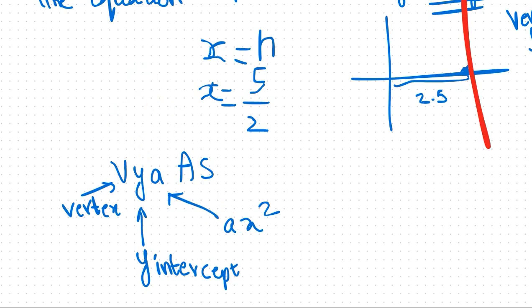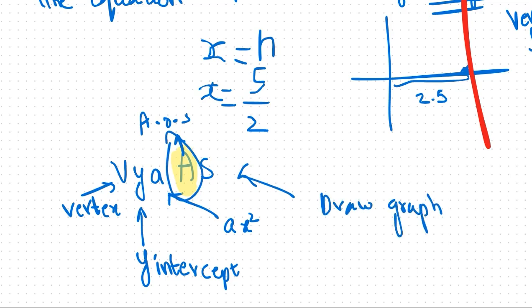Next, what about capital A? What is that called? Axis of symmetry. AOS, okay? Can you guess what this S means? Last one. It means draw the graph symmetrically about capital A, the axis of symmetry. So these are the key features.